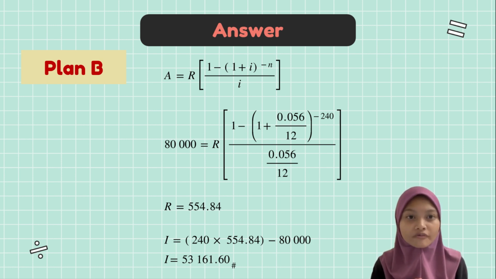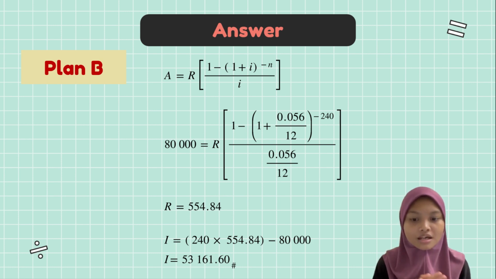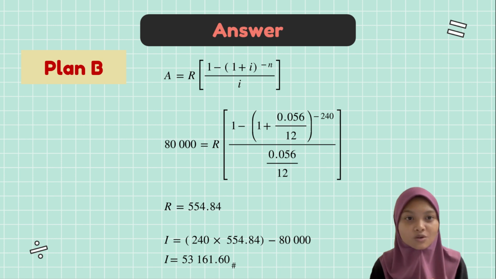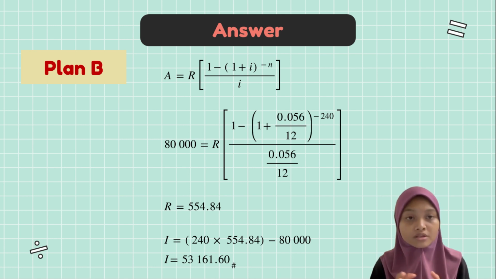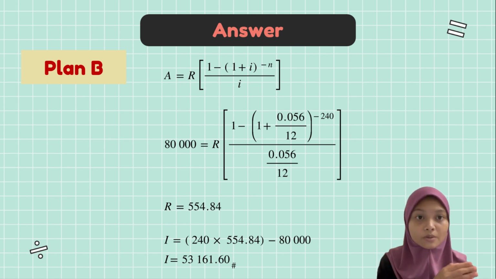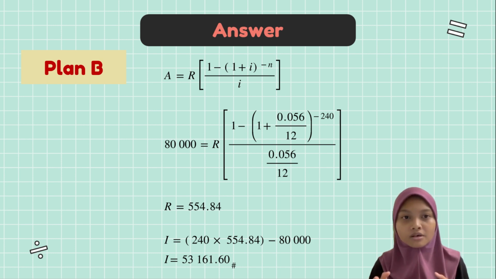For plan B, we use the same formula, that is A equal to R times [1 minus (1 plus I) to the power of negative N] over I. After that, we must put the amount into the formula. So, A equal to 80,000 equal to R times [1 minus (1 plus I)]. To find I, we must use K per M. So, I equal to 0.056 over 12, to the power of negative 240 over 0.056 over 12. And the answer is R equal to 554.84.